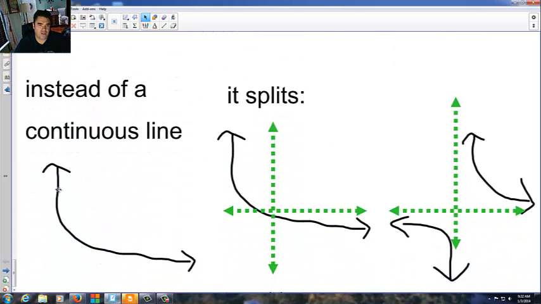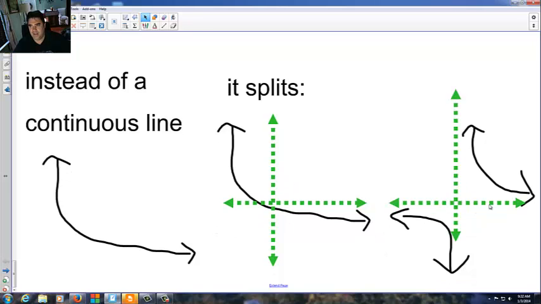So instead of one continuous line, sorry about the drawing, but I had to freehand it, it splits. So this part will go up, but then this part goes down, like this. That makes an inverse variation. So you have two lines off one equation.